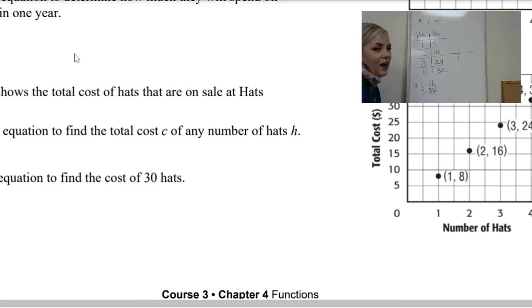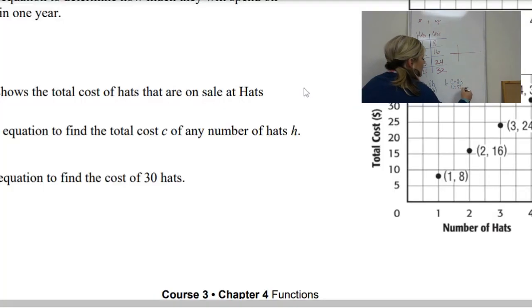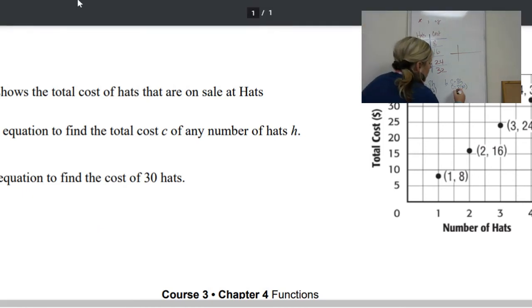Okay. Now it says B. Use that equation to find the total cost of 30 hats. Okay, so I'm going to use C equals 8H, and we want to know how much would it cost if you were buying 30 hats on sale at $8. So C is equal to 240. If you put it in your calculator, you will see that. Or you can mentally do that and see that 8 times 4 is 24 and add a 0.